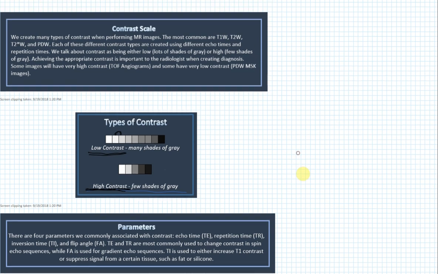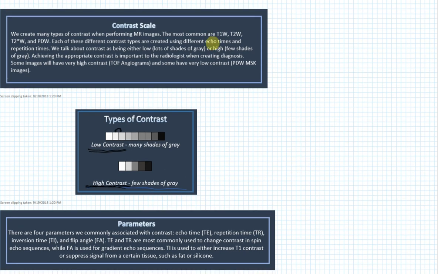So in MRI, we usually define contrast by talking about our T1, our T2, our T2 star, and our proton density weighted images, and how we get to those images, and how we manipulate parameters in order to have the contrast that we desire. So now that we know we have low and high contrast, we can see that some images are better with low contrast and some are better with high.